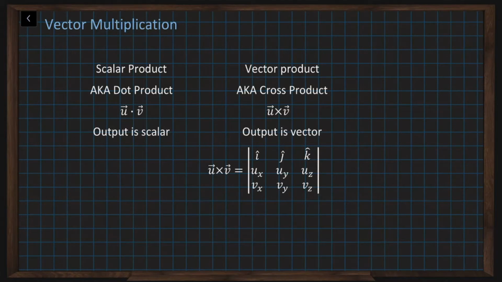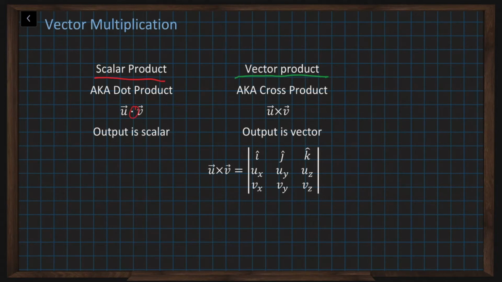In the final section of this introduction to vectors, we will discuss vector multiplication, because there are two ways to multiply two vectors. First, we have the scalar product, and then second, we have the vector product. The scalar product is also called the dot product, and that is because we denote it with a little dot.